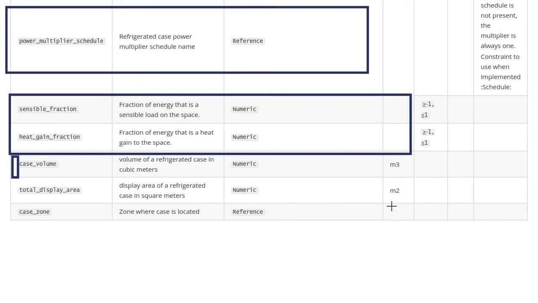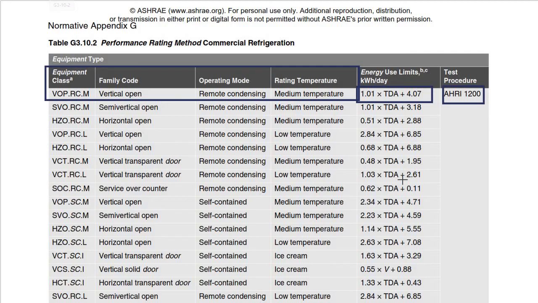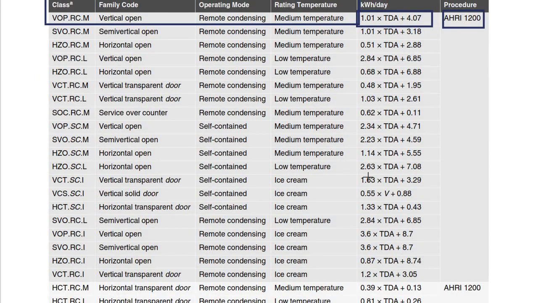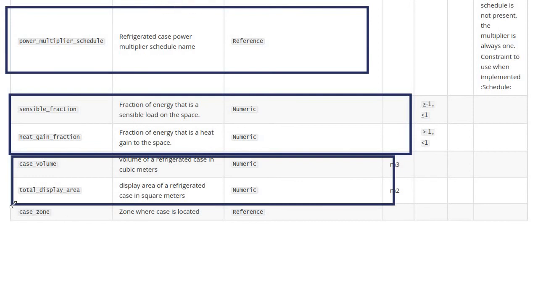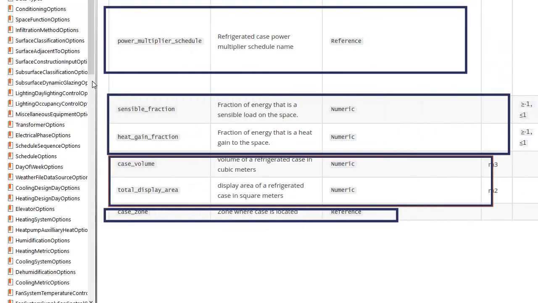The case volume and total display area are two factors that are used in the formula for determining the baseline. Here, I'll go back to that. You can see this is total display area, but for some of them, they use volume also. Most use total display area. And then case zone indicates the location of the case, what zone it would be located in, and it's a reference to the zone name. So let's go and talk about those enumerations a little bit more.